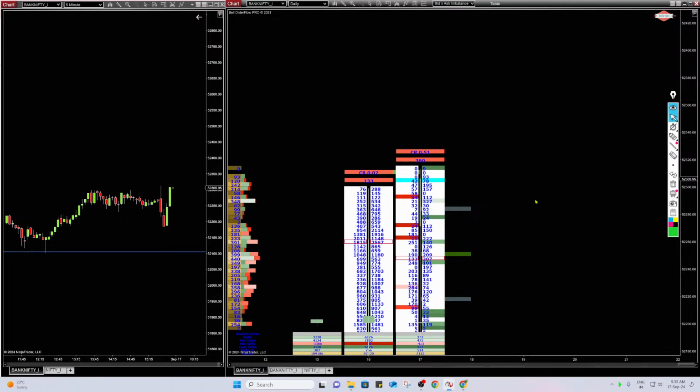Don't just come in the morning and take a trade. Just because the first candle is red, there is no reason to take a trade.